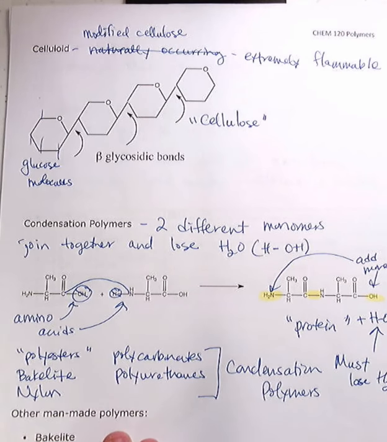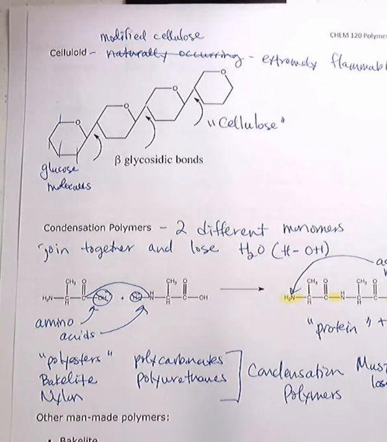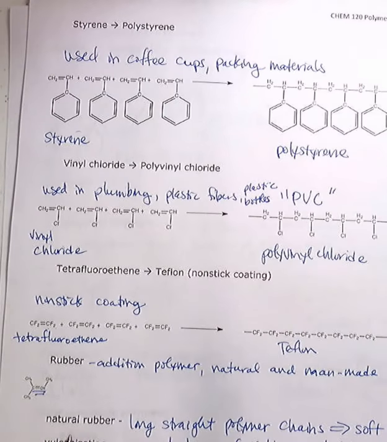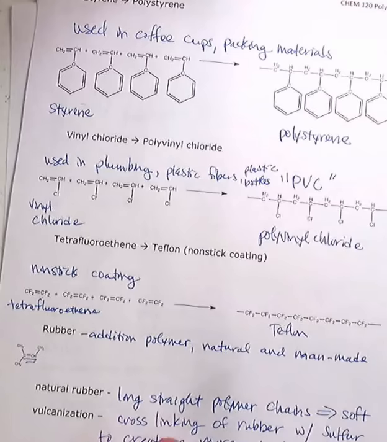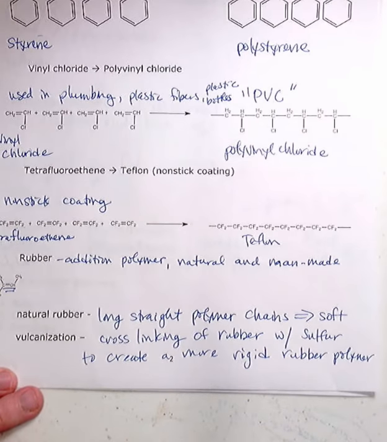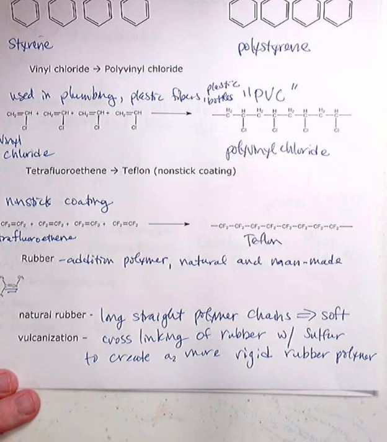So, vulcanization. We talked about vulcanization, remember? That was rubber. So natural rubber tends to be very soft. Vulcanization creates a more rigid structure, so a more rigid polymer, and that's done with sulfur. So it's cross-linking of these chains instead of being long, straight polymer chains.